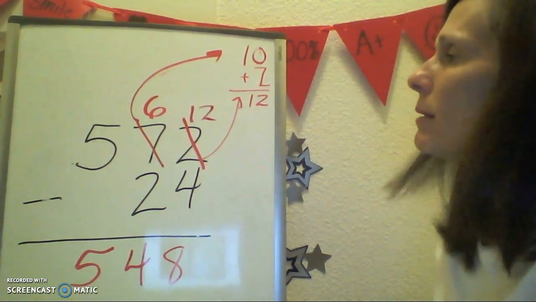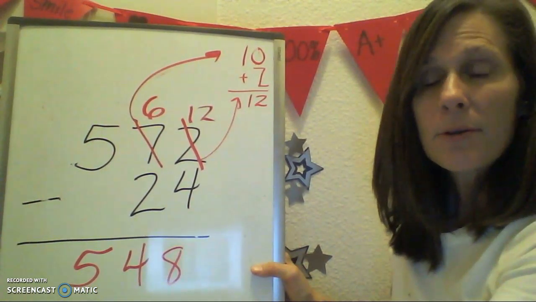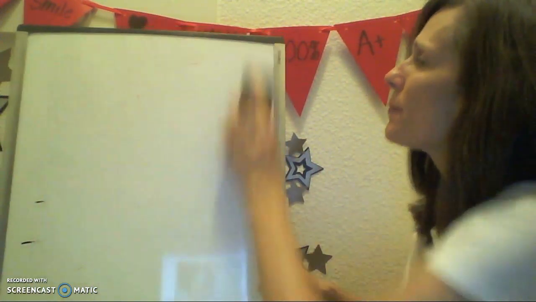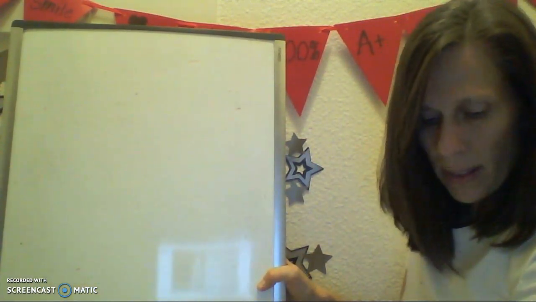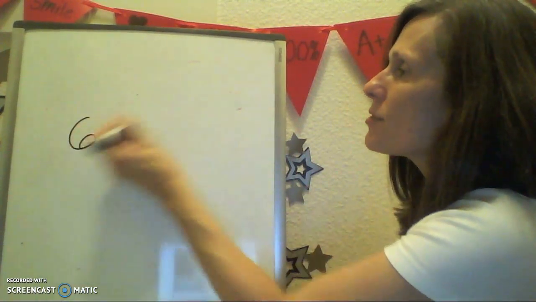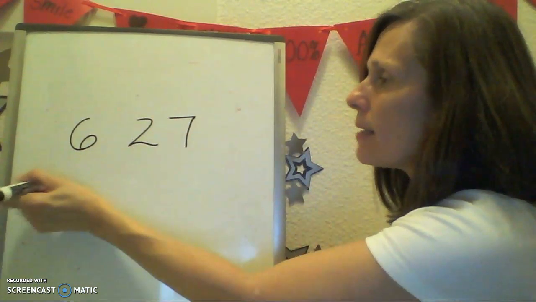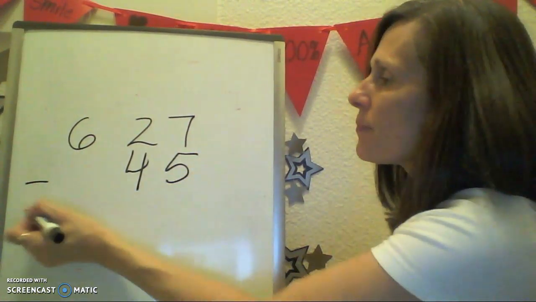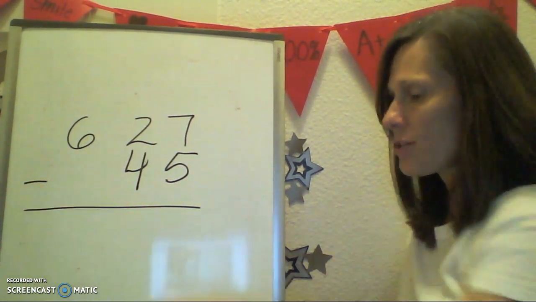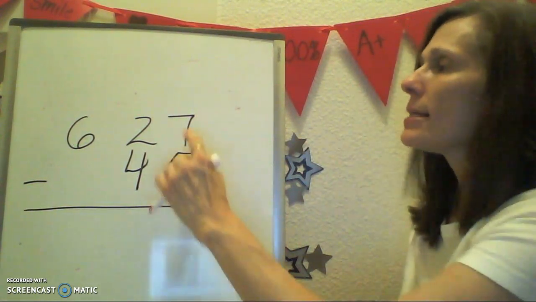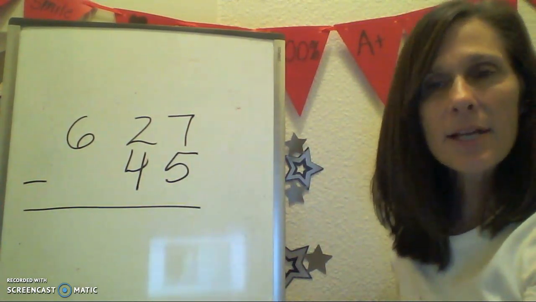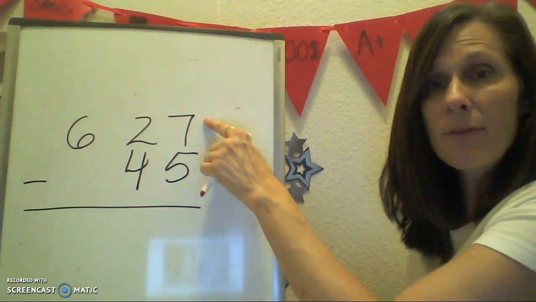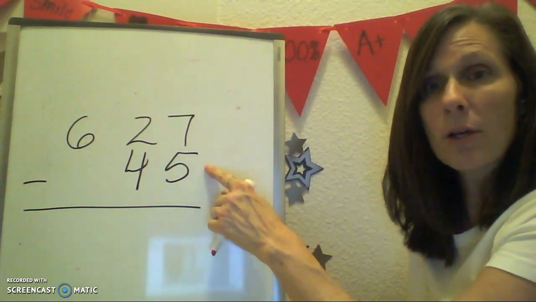Well, now let's go ahead and borrow from the hundreds place. Let's make it a little bit harder. So here we go. Let's do 627 minus 45. It's subtraction, so we ask, can I do it? 7 take away 5. Can I do that? Yeah, 7 is bigger than 5. So if I have 7 oranges, can I give you 5 of them? Sure.